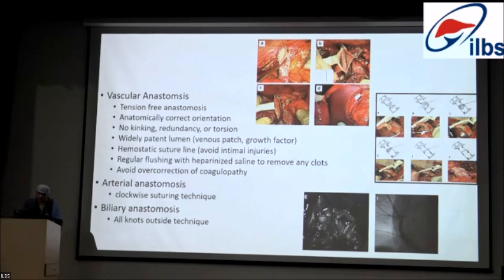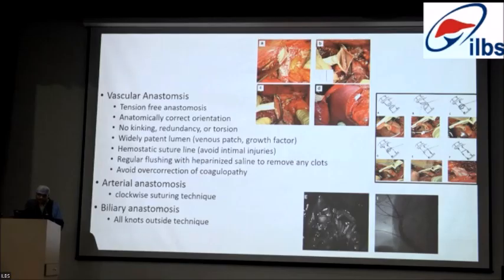During the anastomosis, always tell your nursing colleagues to regularly flush the anastomotic site to remove any clots. And you should avoid overcorrection of the coagulopathy. Always do a test-based correction as well as a surgical field assessment to correct coagulopathy and avoid thrombotic events. For the arterial anastomosis and biliary anastomosis, we follow the standard published techniques.